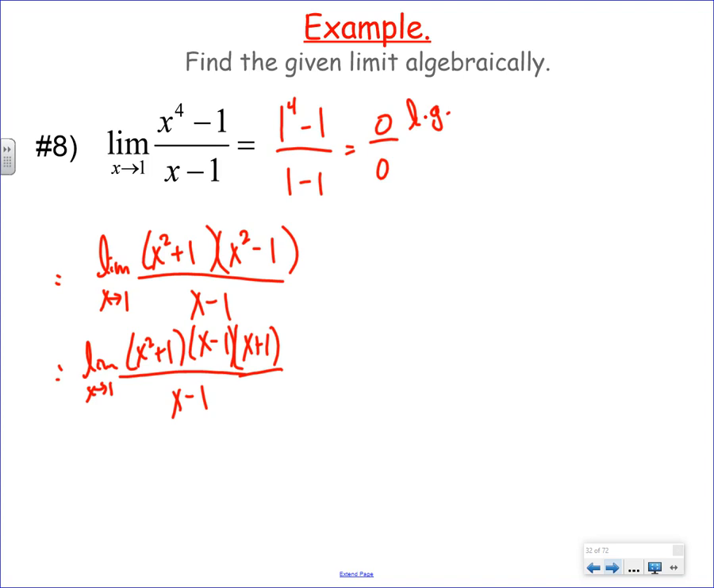Pre-cal kids, what do you see? Yeah, reduce. What happens when you reduce out the whole for a limit? When you get 0 over 0, keep going. What can we do now? Keep going. Yeah. How?